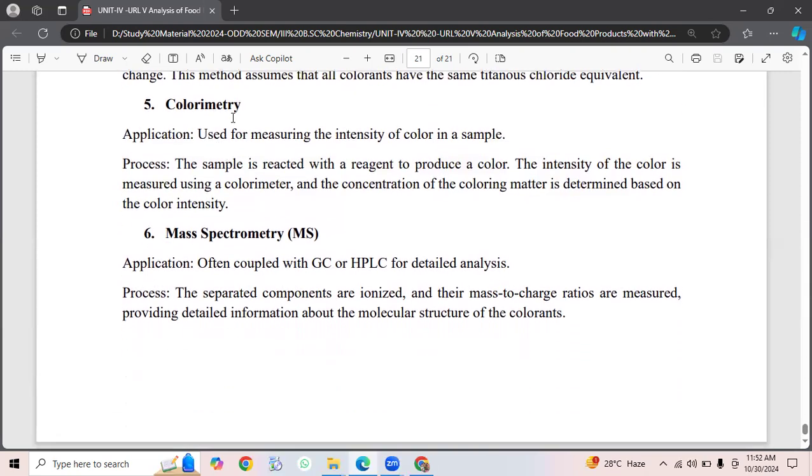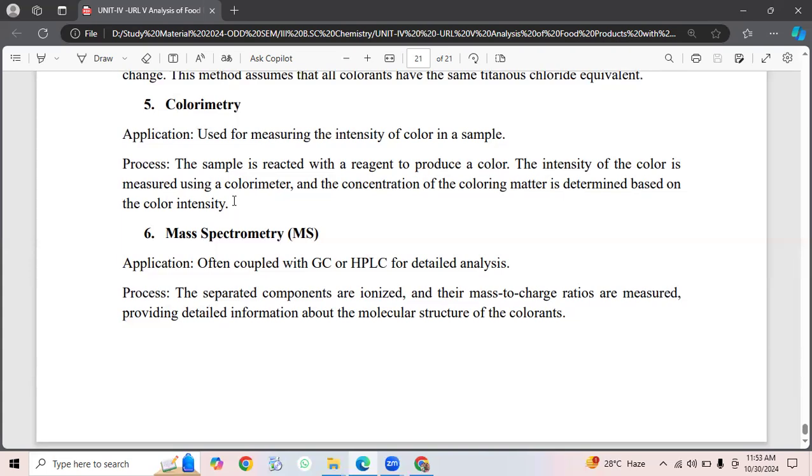The next method is colorimetry. It is used to measure the intensity of color in the sample, whether it is in the light region or the heavy color region. Depending upon the intensity, by using this colorimetry method, we can easily identify it. The process is, the sample is reacted with a reagent to produce a color. The intensity of the color is measured using a colorimeter, and the concentration of the coloring matter is determined based on the color intensity.